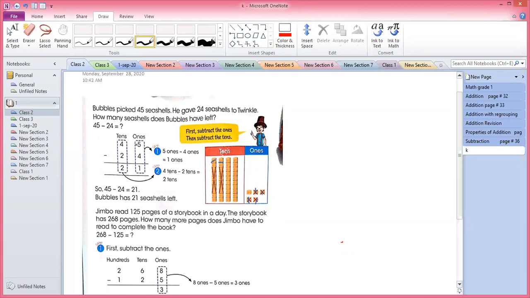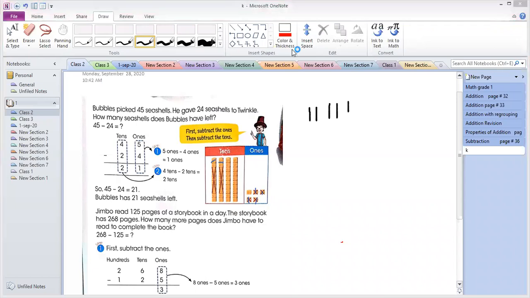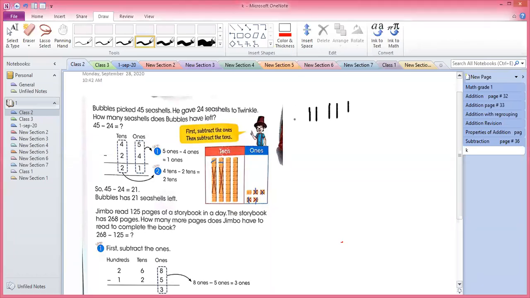So what is the first number? 5. You will draw 5 lines. 1, 2, 3, 4, and 5. After drawing 5 lines, how many do you need to minus? You need to minus 4. So you will cut down 4. 1, 2, 3, and 4.